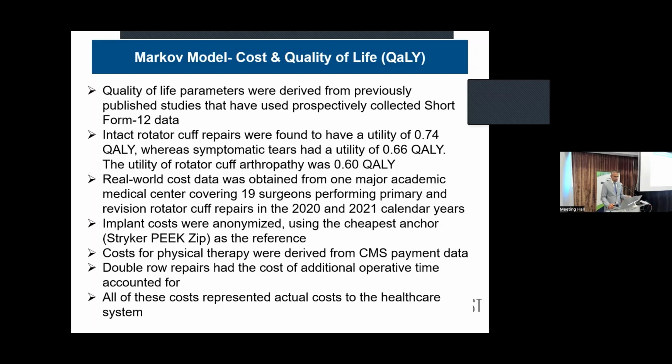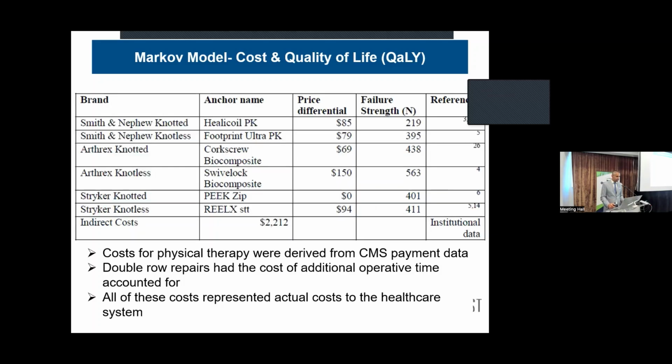For double row repairs, the cost of additional operative time was accounted for, and all implant costs were based on the academic center, covering 19 surgeons, primary and revision rotator cuff repairs in the years 2020 and 2021. And all these represented annual costs to the healthcare system. So here's just an example of the anchors that were used for Smith & Nephew: knotted Helicoil, Arthrex knotted was the Corkscrew biocomposite, and the knotless anchors you can see there. Those are just the price differentials based on the institution. But again, this is determined in quality adjusted life year.